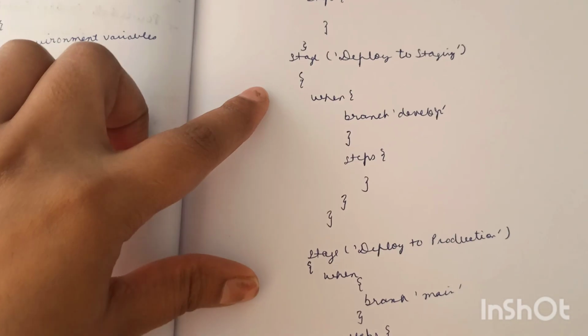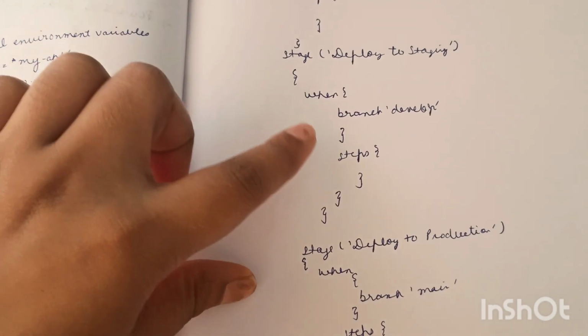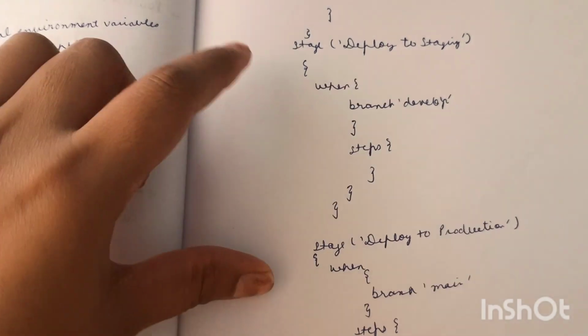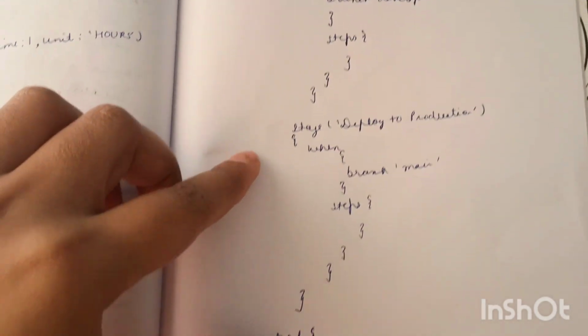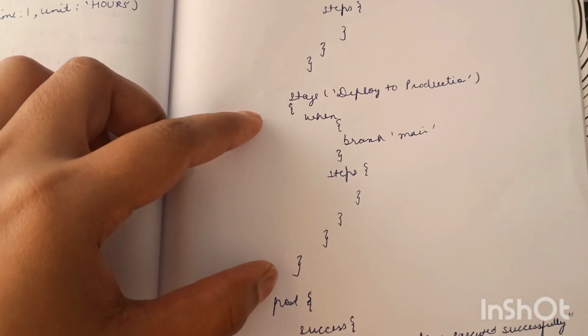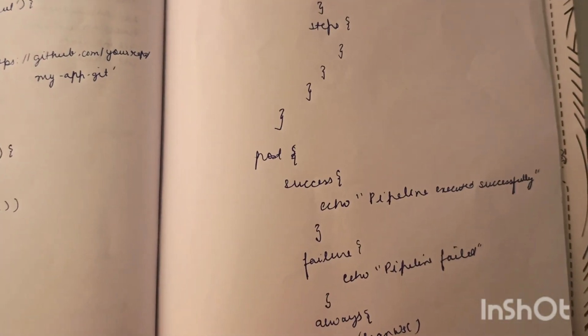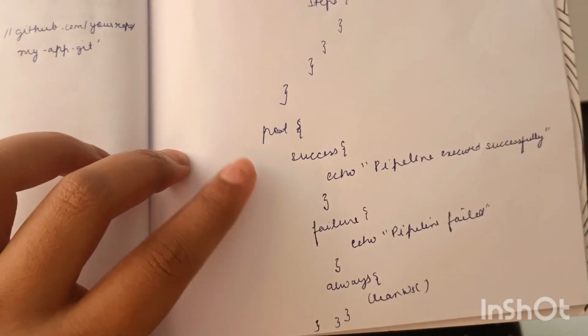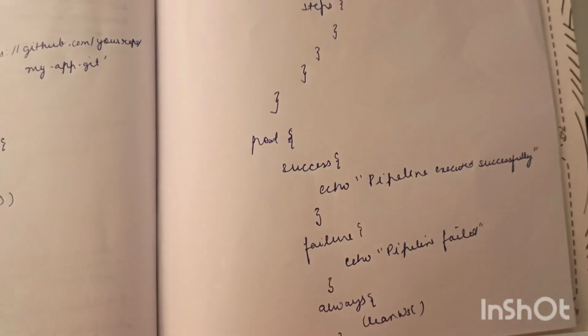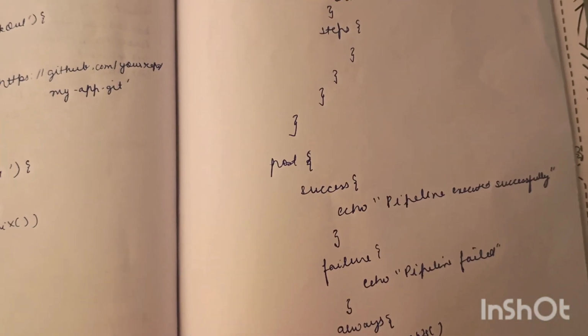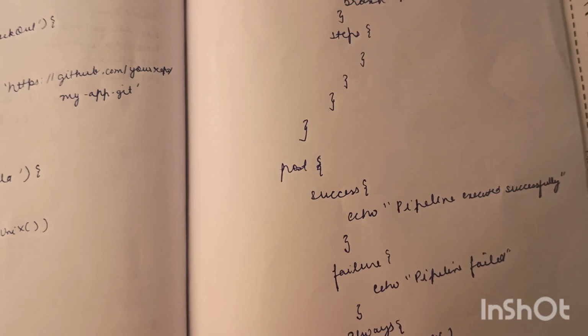Then as I said, we can deploy according to the branch: if our branch is develop, then we can deploy to staging. We can have a separate staging block, and for deploying to production we can have a separate block. And then after our pipeline is executed, we can give messages like this. So yeah, this is one sample Jenkinsfile, pipeline file. If I can, I'll try to bring more.